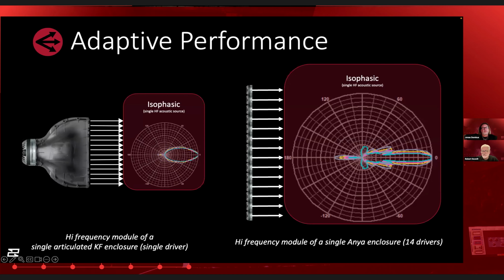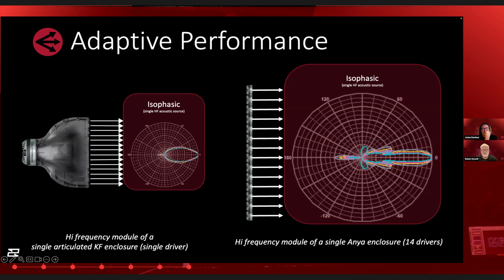So, I'm fully willing to concede that the isophasic waveguide is a good thing. It works. It does what it is intended to do. But here, by comparison, you're looking at one isophasic waveguide on a single driver. Well, this would be considered one high frequency element in an ANYA enclosure. This is 14 high frequency devices, and it in and of itself is isophasic. It is a single acoustic source, right?